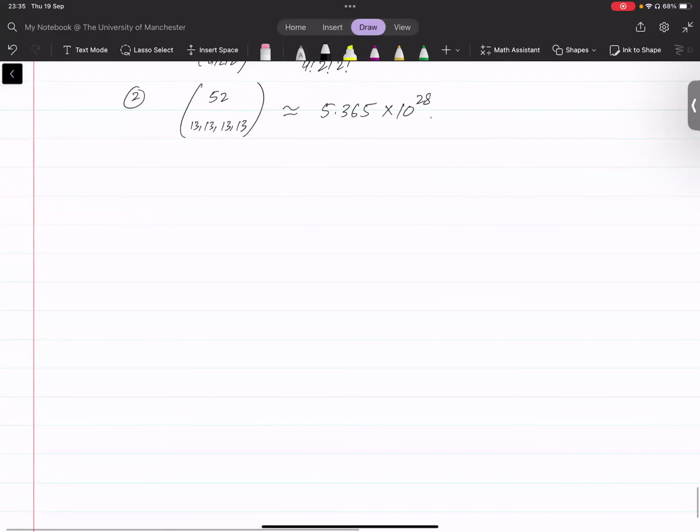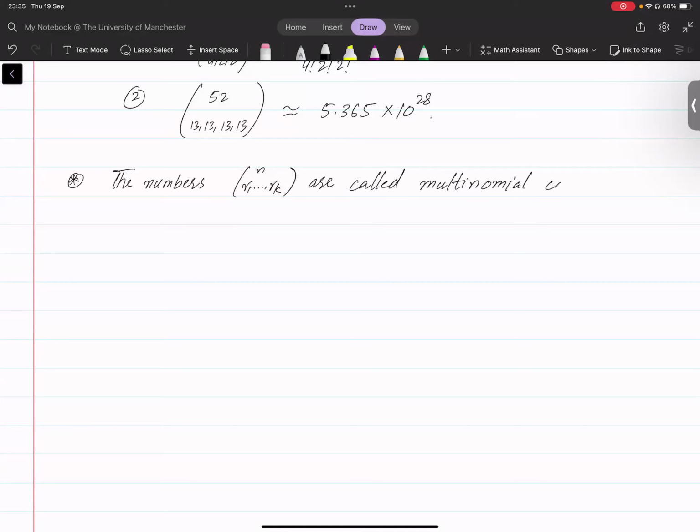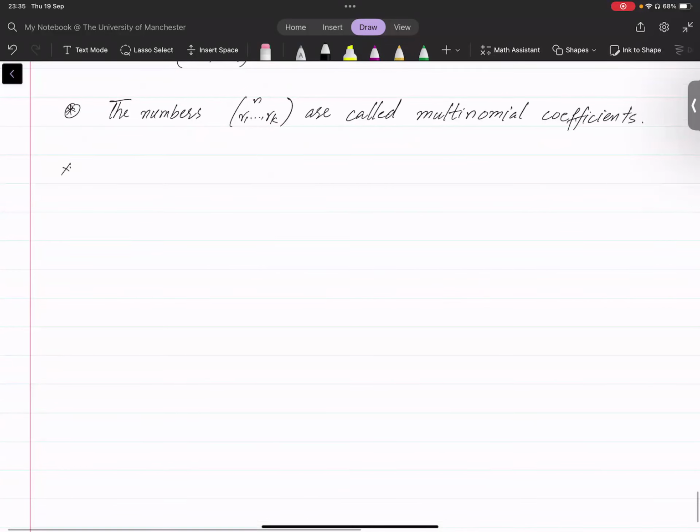From there, we say that the numbers n choose R1 to Rk are called multinomial coefficients. And the reason is the following, and we define it as a theorem. Theorem 16.3, named the multinomial theorem.